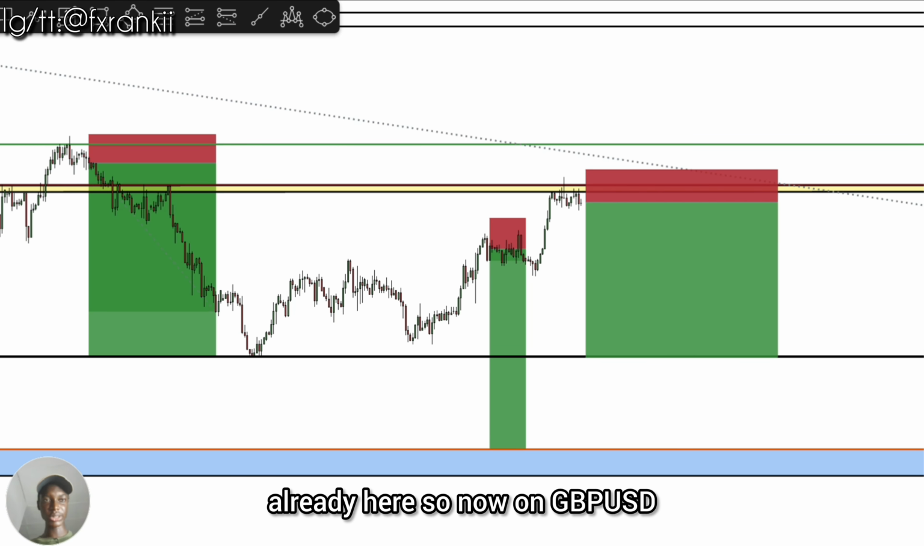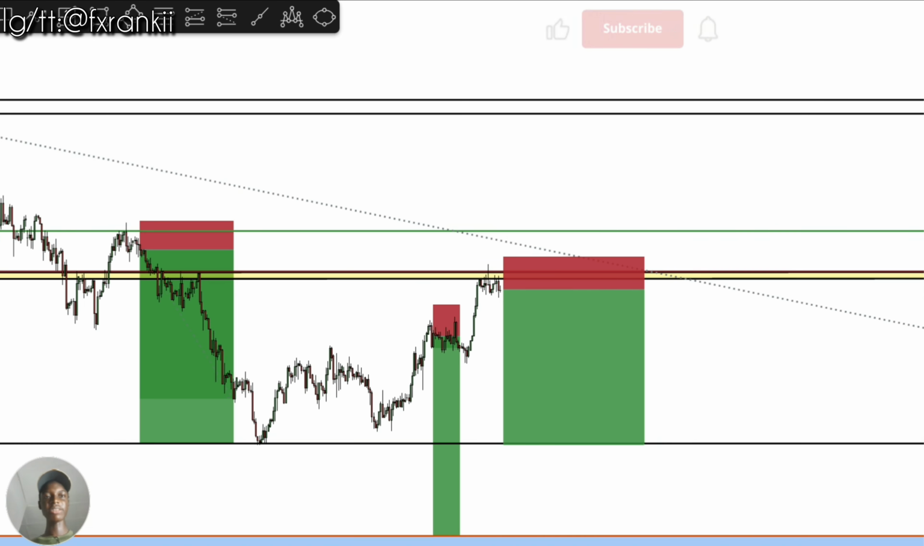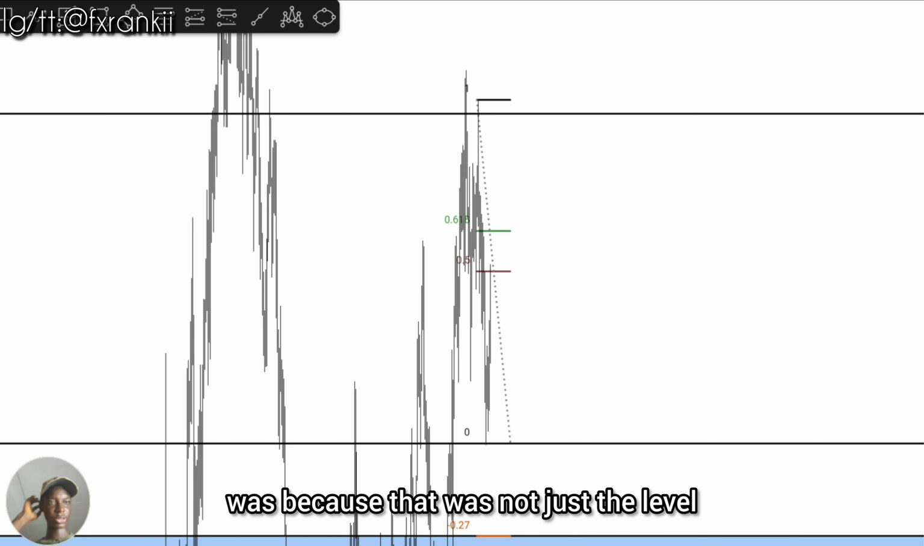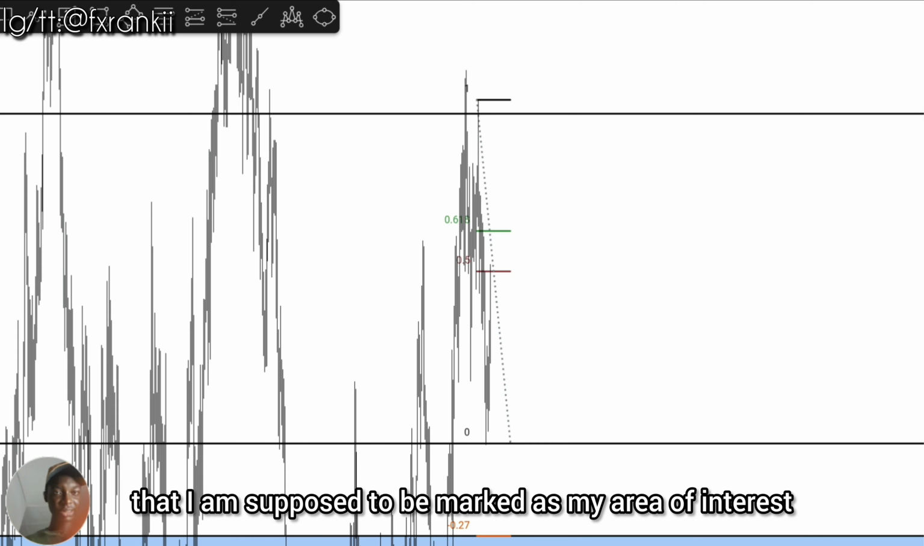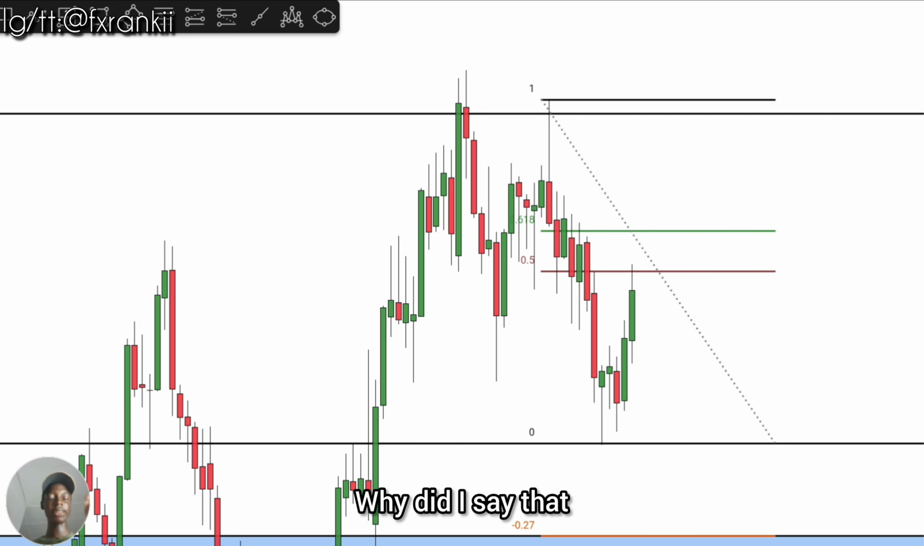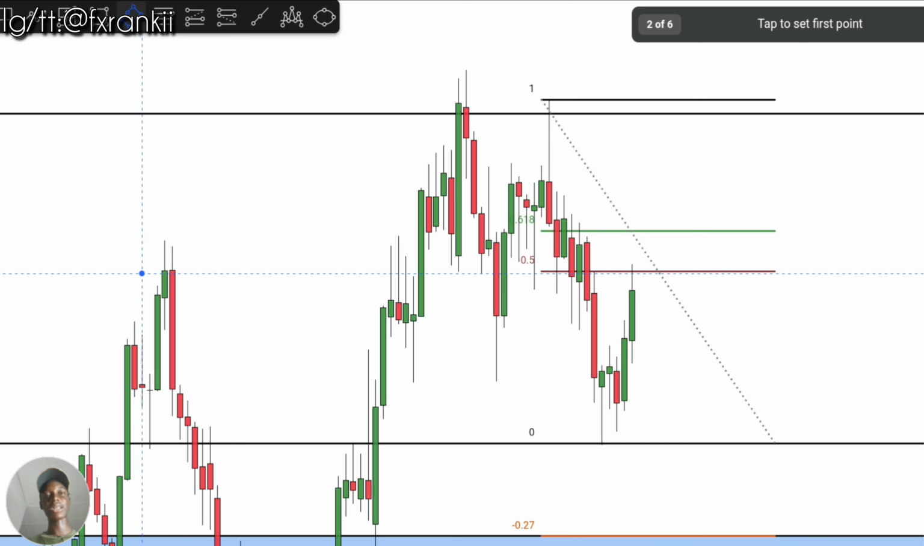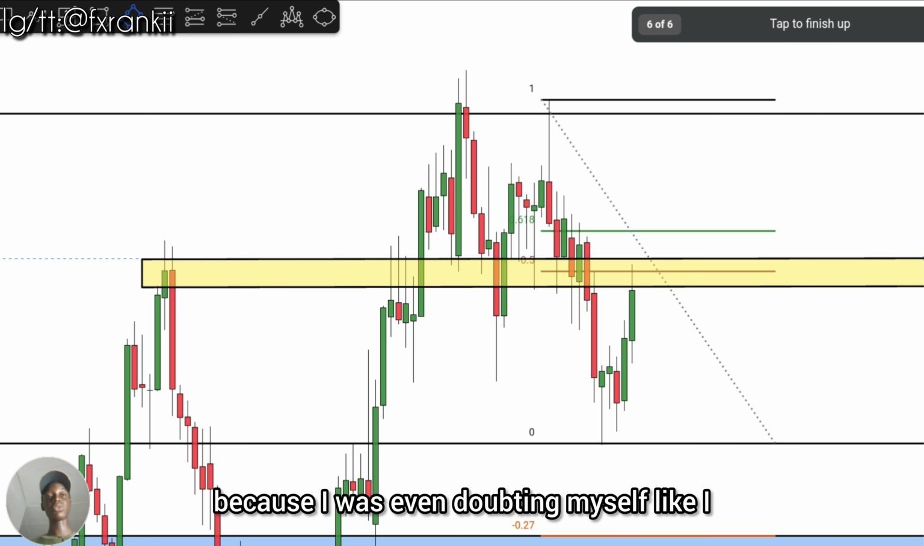So now on GBPUSD, let's go to the weekly. I'm going to be as quick as possible; I don't want this video to be long. The reason why this pair hit our SL was because that was just not the level that I was supposed to mark as my area of interest. Why did I say that? Because I was even doubting myself.